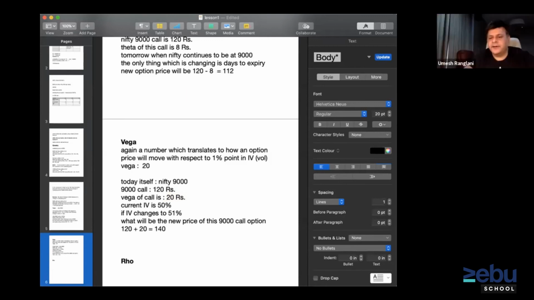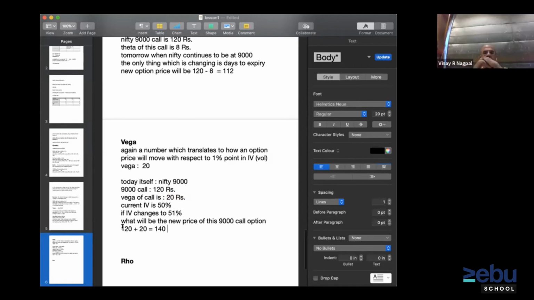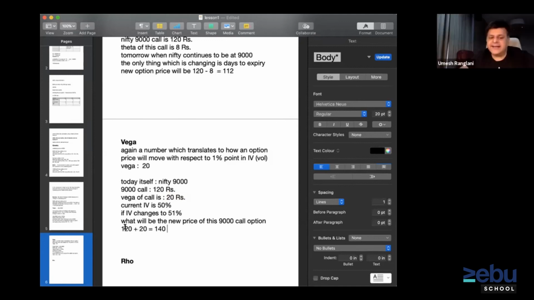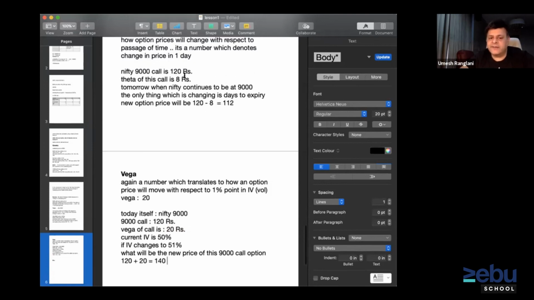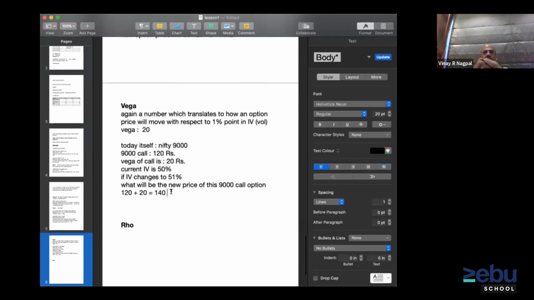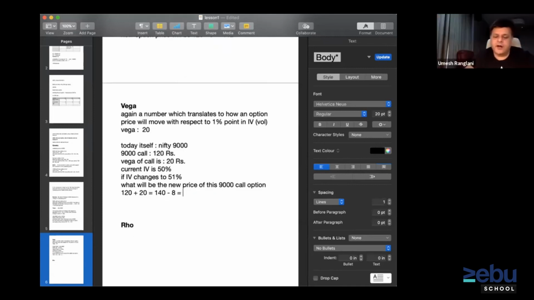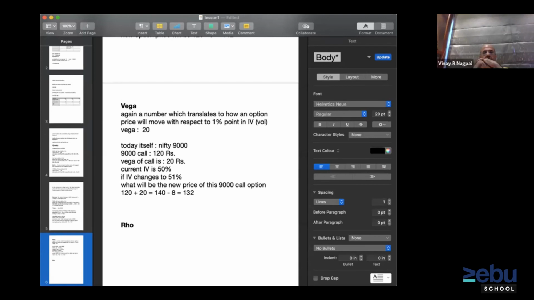Now I give you two pieces of information. If the same thing would have happened tomorrow, because of the Vega, the price has increased from 120 to 140. And because theta was 8 rupees, the price will drop by 8 rupees. Minus 8. So now the new price will be 132. So with just two pieces of information, you have come to know that the new option price has increased because of this, decreased because of this, and now I'll give you a third piece of information.